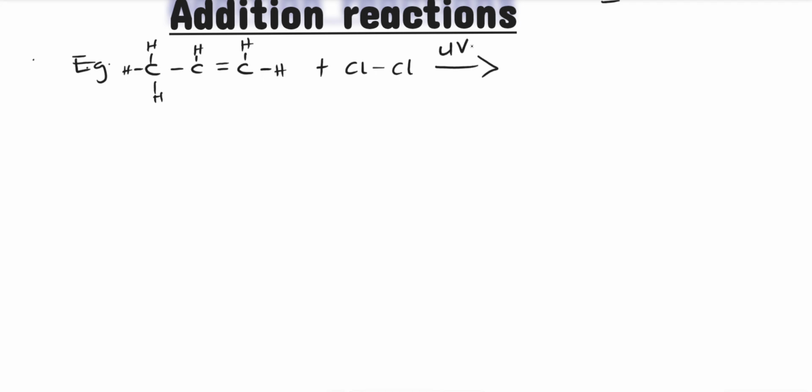Let's have an example. In this case, we need ultraviolet light, UV. Then what happens here when these two react? This double bond will break and open these positions. Our product will look like this. The positions that opened during the breaking of the double bond, then these two are going to be attached. So both of the chlorine atoms are going to be added.